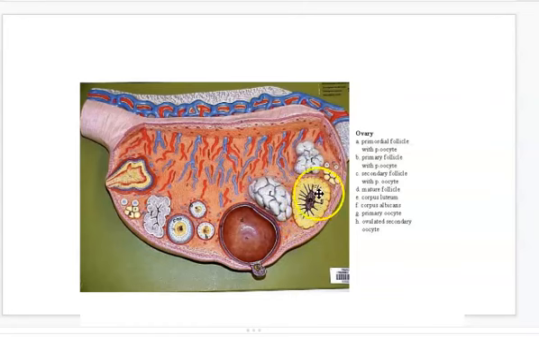This corpus luteum is going to secrete hormones that are going to help maintain, if fertilization occurs, the developing embryo and the uterine lining. Okay. If 2 weeks after ovulation no fertilization has taken place, so there's no developing embryo, this corpus luteum will die and become what is called the corpus albicans, which is pretty much like scar tissue in the ovary. Okay, in the ovary.